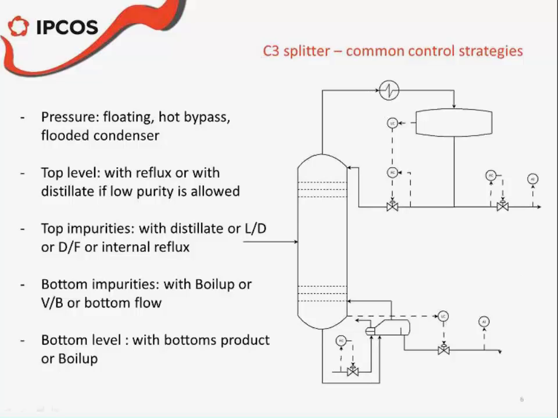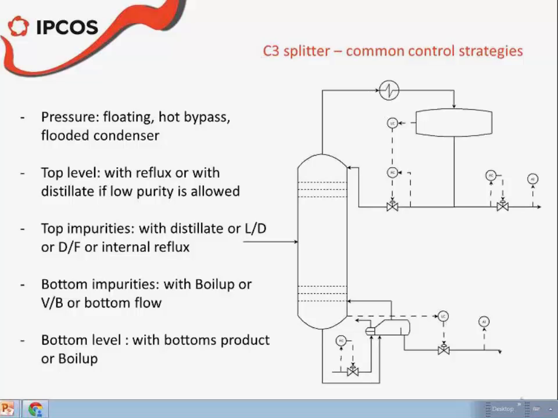For the top impurities, depending on what you decide on your top level, you can use the distillate as means of controlling your impurities on the top. You can use the reflux ratio, or even things like feed to distillate ratio, distillate to feed ratio, or make the calculation and control the real internal reflux to the column.